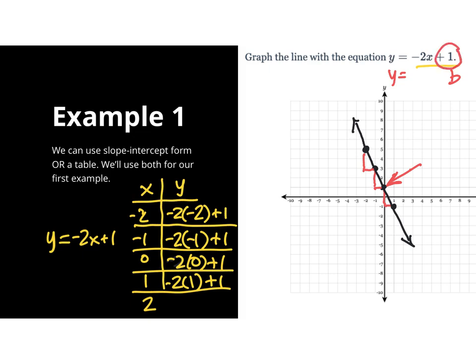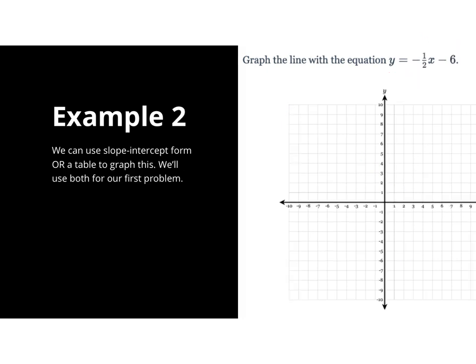Straight away from the equation, you can see it. Now y equals mx plus b. Our slope is the number in front of our x. So it's -2 over 1, which means it's going down 2 and to the right 1. Down 2, and to the right 1. So we can read our slope straight away. We can support it with our chart or our table.